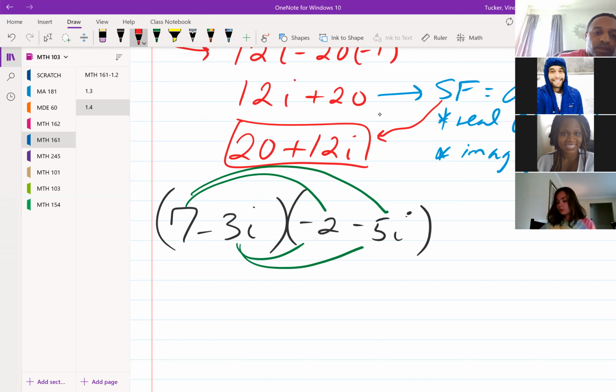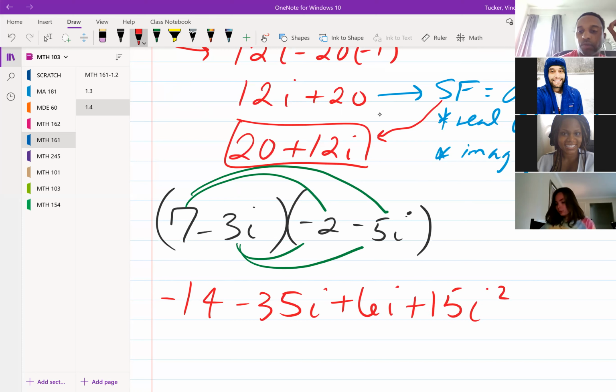7 times negative 2 is negative 14. 7 times negative 5 is negative 35i. Negative 3i times negative 2 is positive 6i. Negative 3i times negative 5i is positive 15i squared. All right. Problems with the distribution.